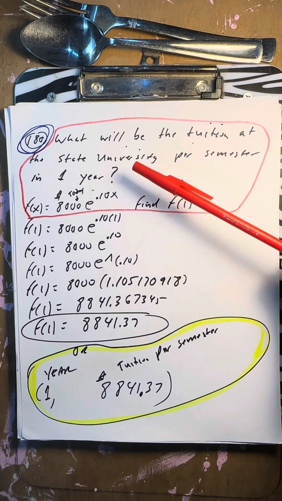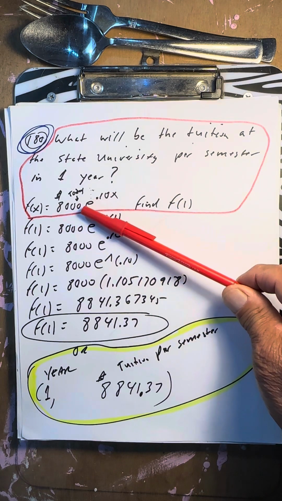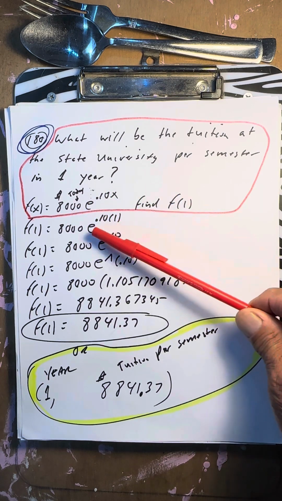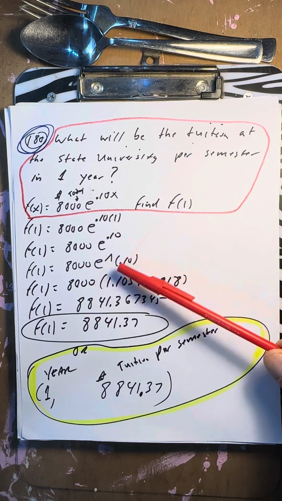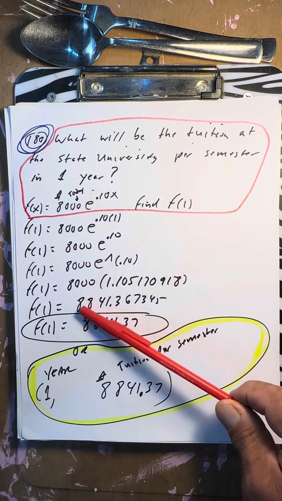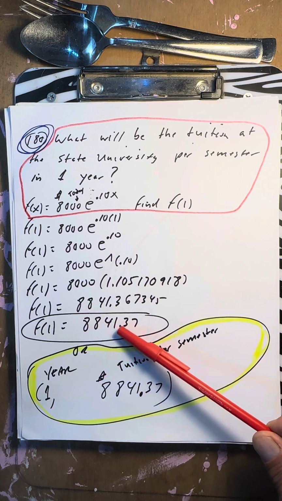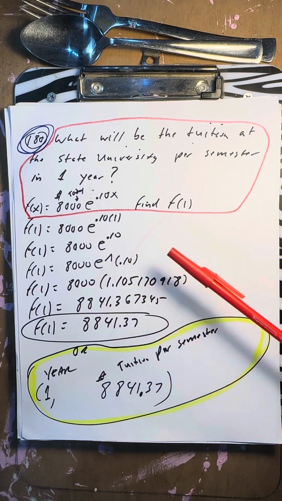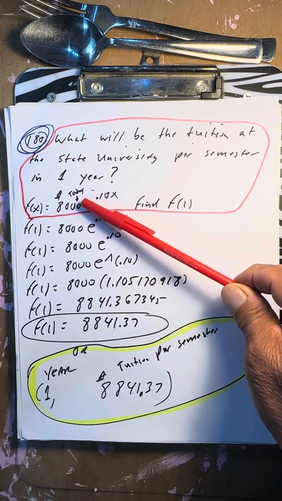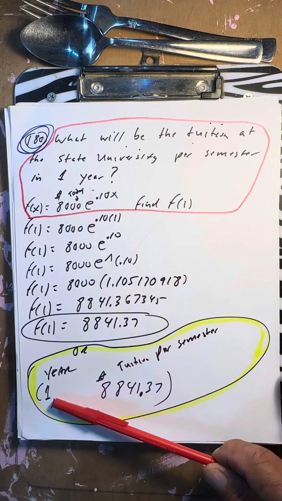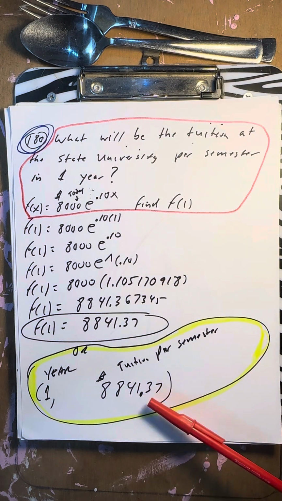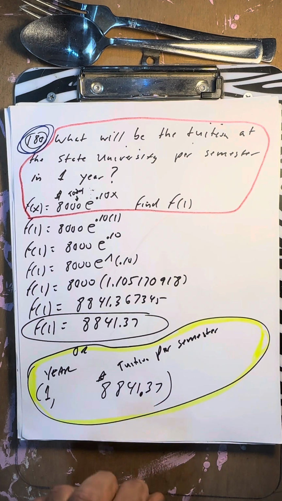All right, what will be the tuition at the state university per semester in 1 year in the future? 1 year from now, what's it going to be? Right now, today, it's $8,000 per semester at a state university. Find f of 1. So 1 times that is 0.10. E to the 0.10 is this number times that. Multiply it together and you're going to get this number here. I'm going to round it to 8841.37. So 1 year in the future, your tuition is going to be $8,841.37.